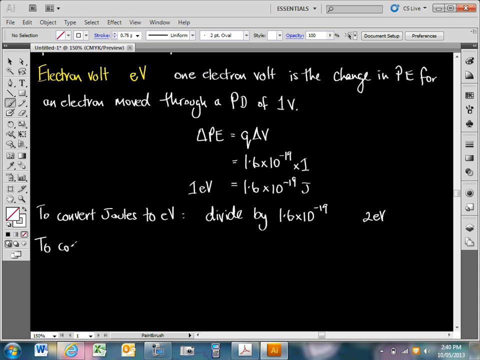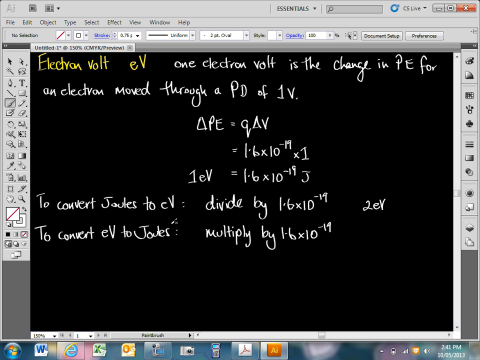To convert eV to joules, multiply by 1.6 by 10 to the minus 19. If I multiply by 1.6 by 10 to the minus 19, I make a really small number, which is going to be my number in joules. In order to do calculations with these formulae, you need to be in joules. eV doesn't work. Well, eV works, but you'll get a number in units that don't exist.